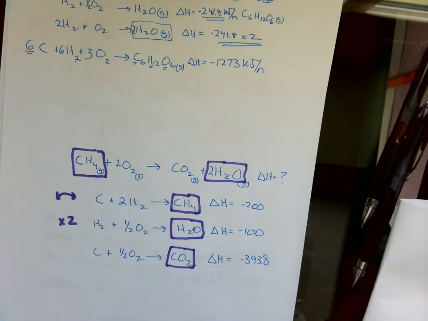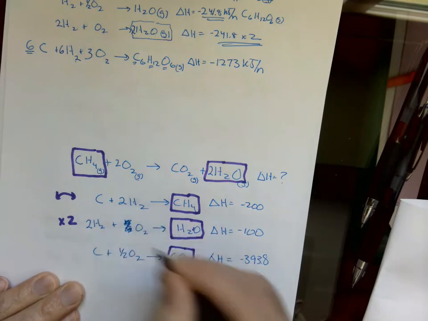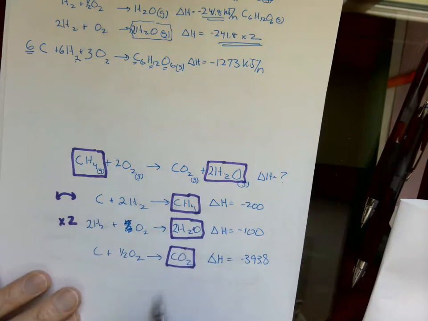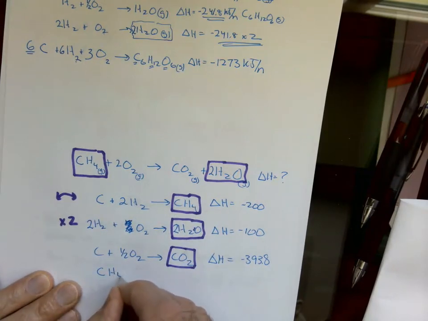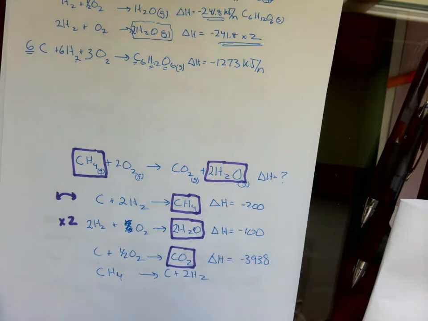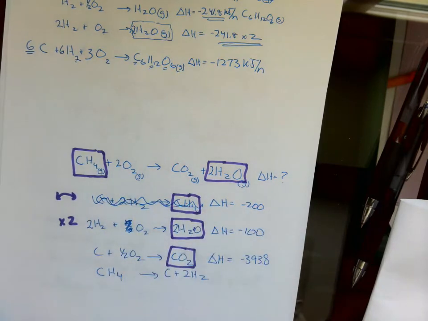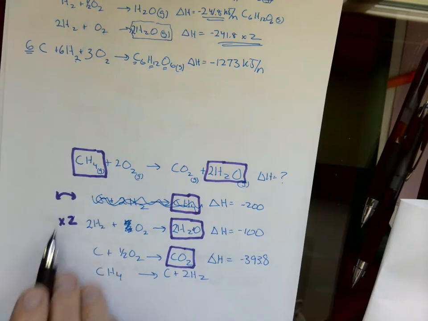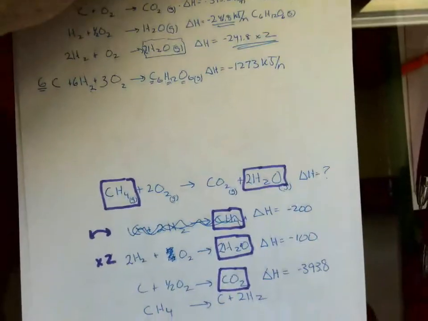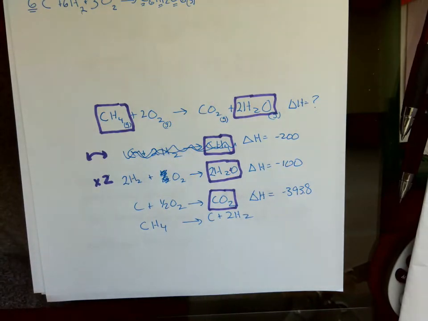Okay, here we go. I am going to multiply this by 2. I'm going to multiply this by 2, and I'm going to multiply this by 2. I now have 2 of each. This one I'm going to flip. So I'm going to go CH4 goes to C plus 2H2. If I write it out again, I make sure I scratch it out so that I know. This will tell me what I have to do with the numbers at the end. Let's see what happens here when we try to add everything up.